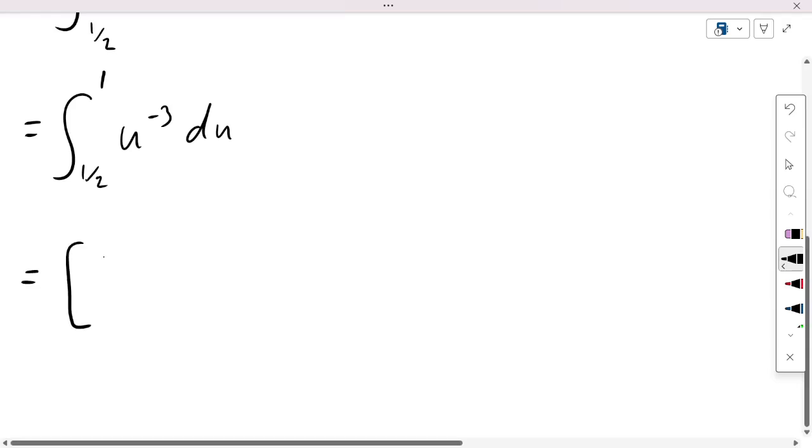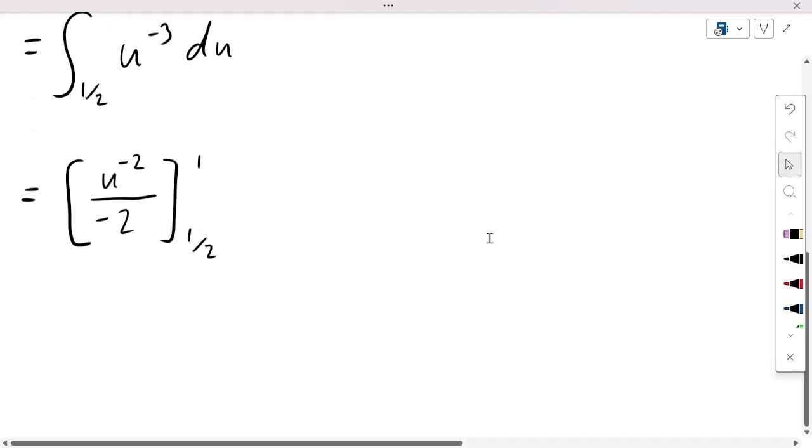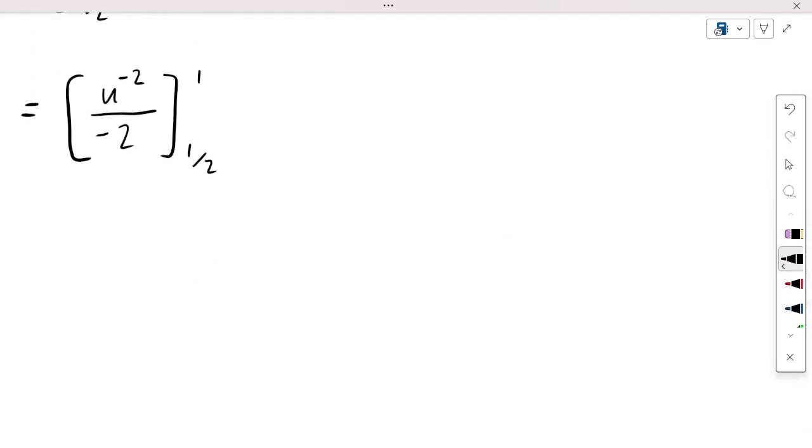It's going to be u raised to the power of negative 3 plus 1, which is equal to negative 2, which means the denominator also has to be negative 2. The limits are 1 and a half. The plus C here doesn't need to be written because it's a definite integral. Now we need to make this easy to simplify, just in case you don't want to do it in the calculator. Let's try and do it so that you don't have to put it in the calculator. So what we're going to do is the following.